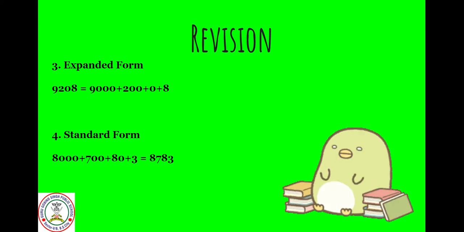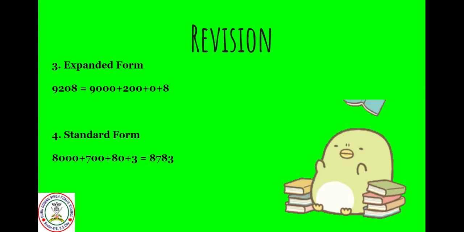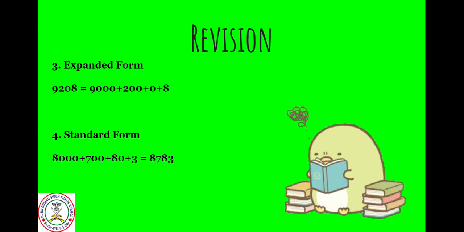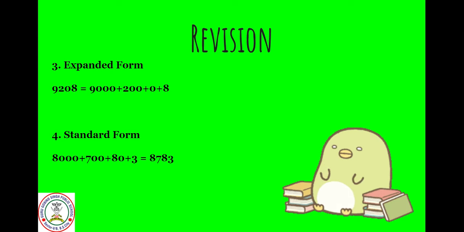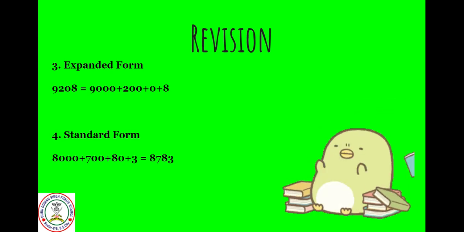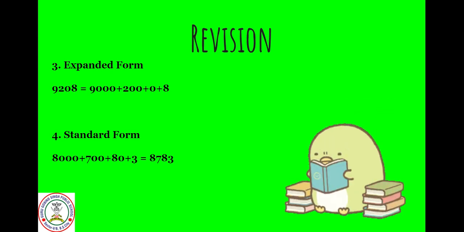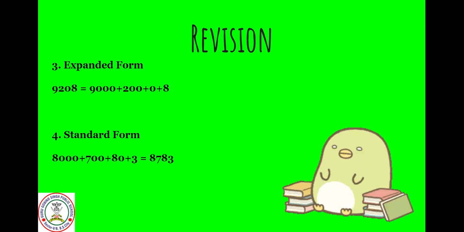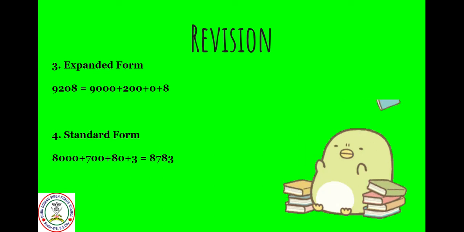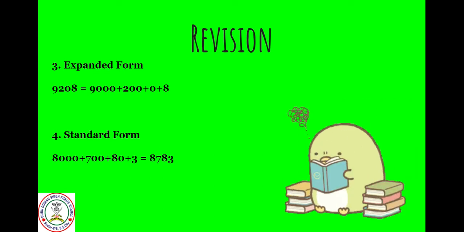The next comes standard form, which is also called compact form. Here we write all the digits together according to their places. 8000 plus 700 plus 80 plus 3. In compact form, it will be 8783.